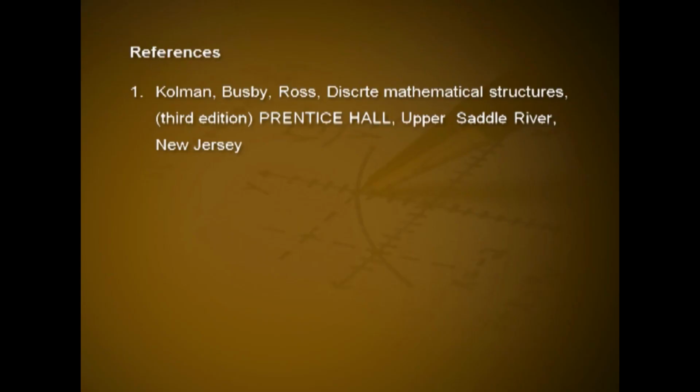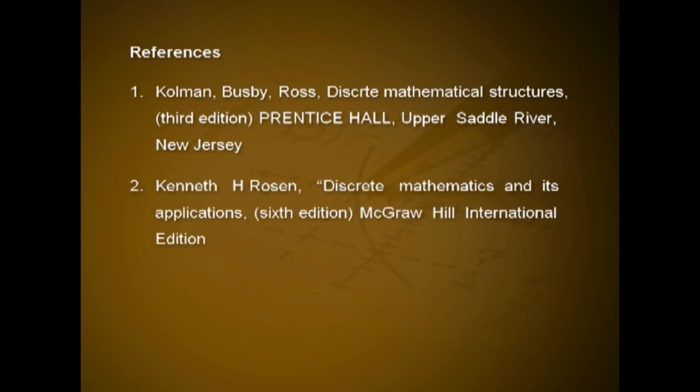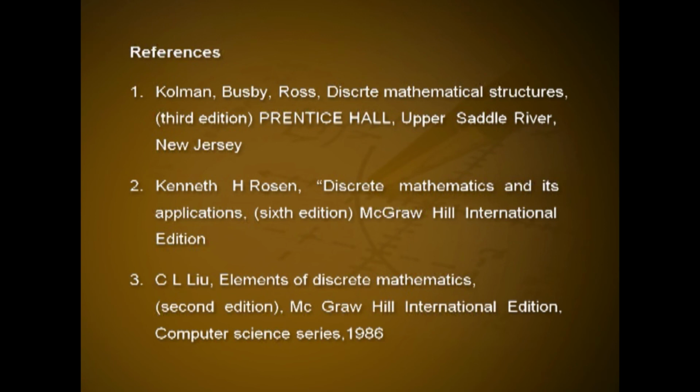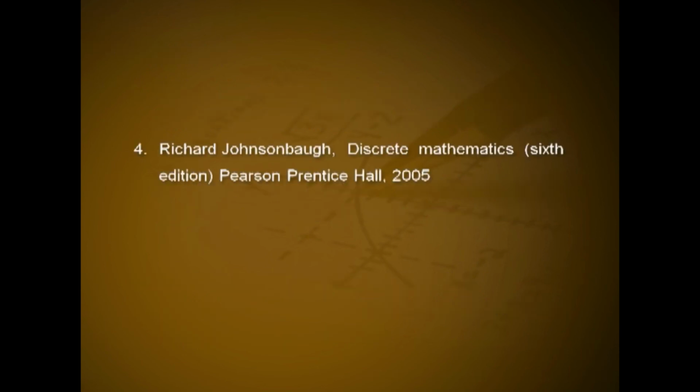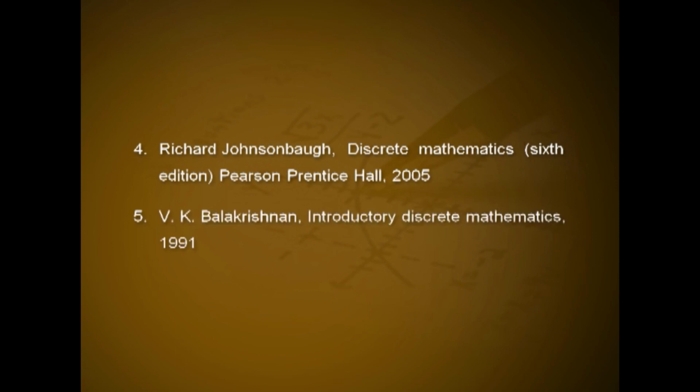I can suggest some books for further reading. 1. Coleman, Busby, Ross, Discrete Mathematical Structures, 3rd edition, Prentice Hall, Upper Saddle River, New Jersey. 2. Kenneth H. Rosen, Discrete Mathematics and its Applications, 6th edition, McGraw-Hill International Edition. 3. C. L. Liu, Elements of Discrete Mathematics, 2nd edition, McGraw-Hill International Edition, Computer Science Series, 1986. 4. Richard Johnsonbaugh, Discrete Mathematics, 6th edition, Pearson Prentice Hall, 2005. 5. V. K. Balakrishnan, Introductory Discrete Mathematics, 1991.